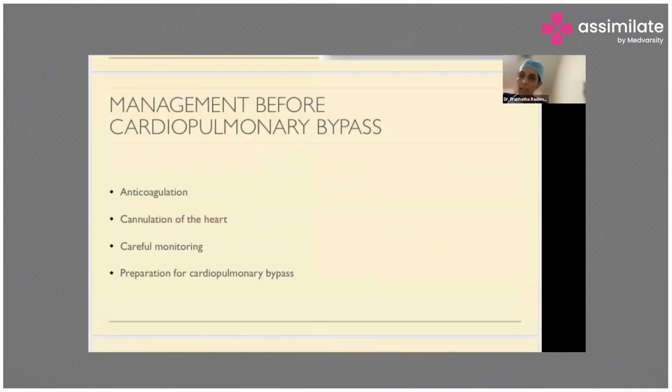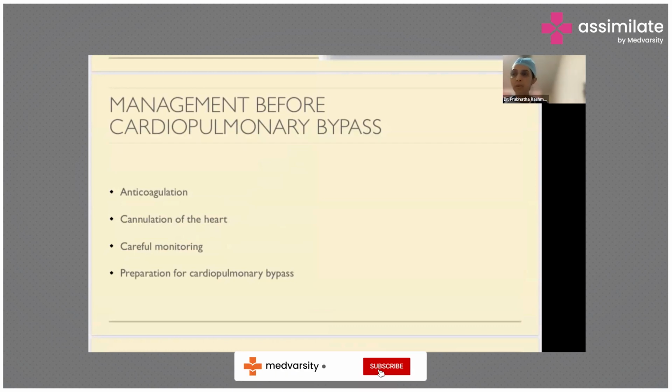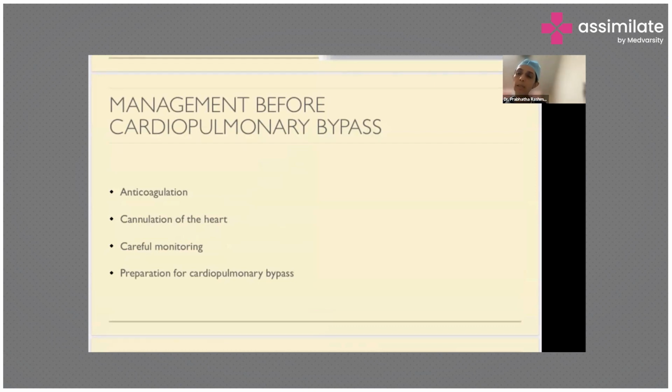First is to anticoagulate the patient. As soon as we open and whenever we are ready, we ask the anesthetist to heparinize the patient. Heparin is given to the patient in order to keep the blood thin. We give around 4 milligram per kg of the patient. We wait for about 8 minutes, and generally within 8 to 10 minutes, we achieve the amount of anticoagulation that is required. After that, we cannulate the heart.